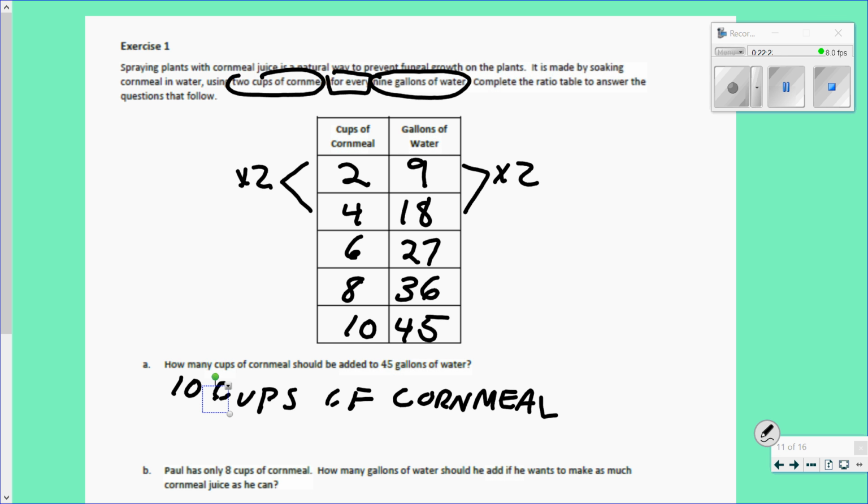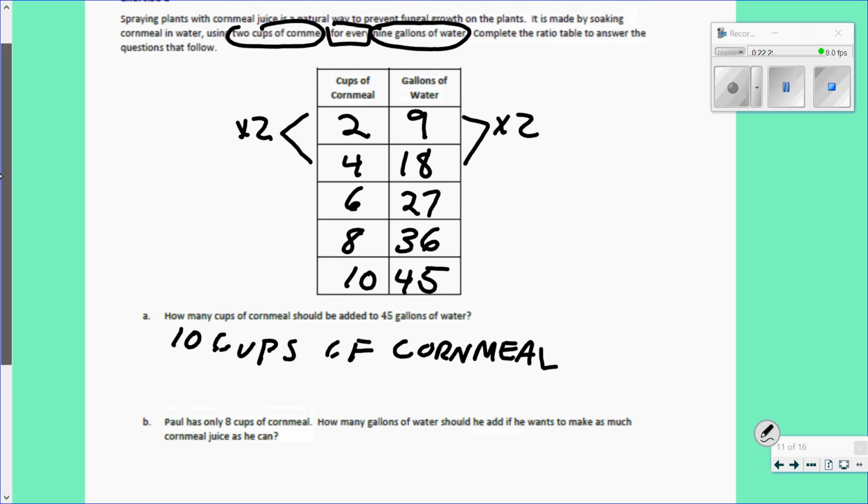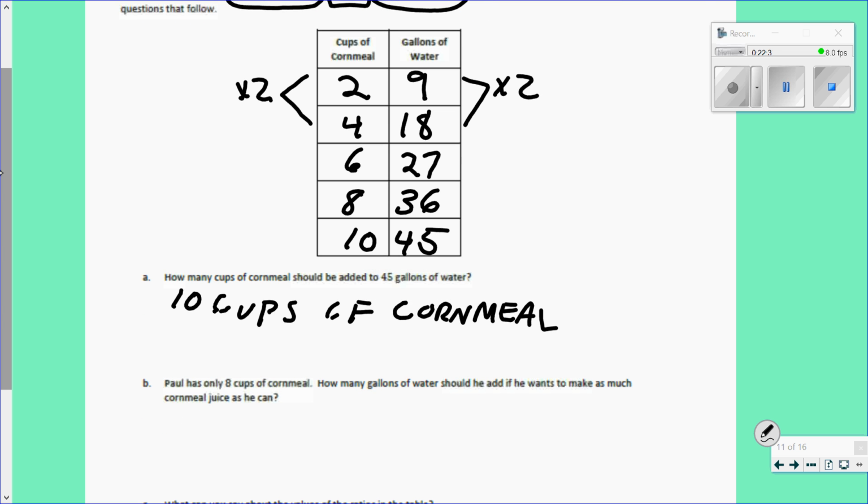All right. So part B, Paul has only 8 cups of cornmeal. How many gallons of water should he add if he wants to make as much cornmeal juice as he can?